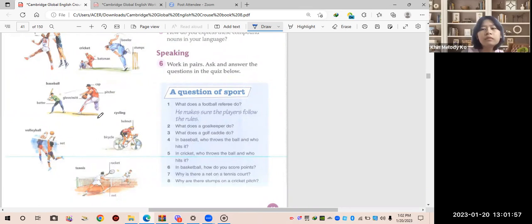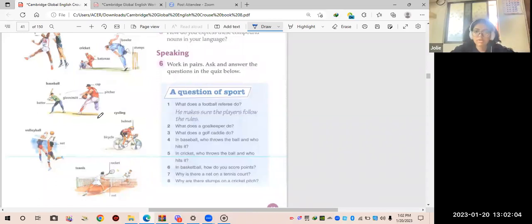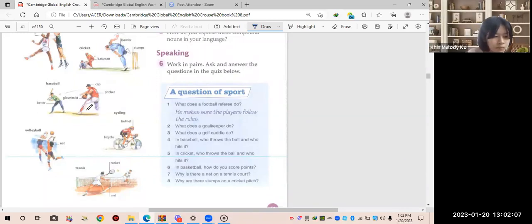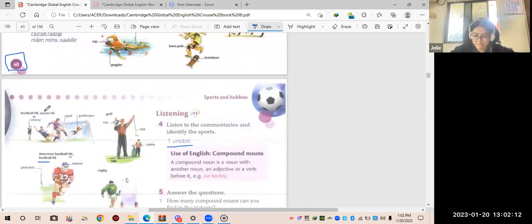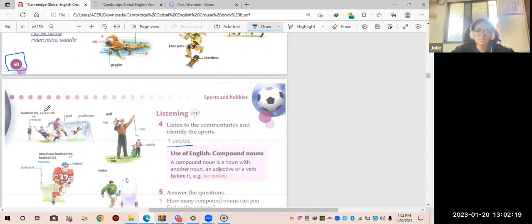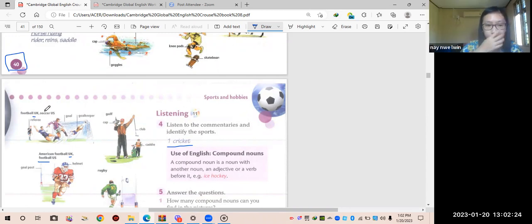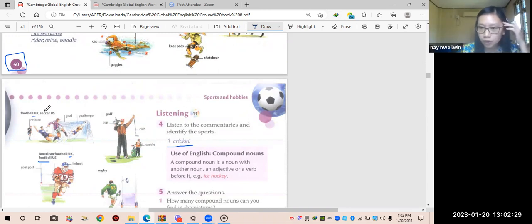Golf. Yes, correct. And how about 6? Soccer. You mean football, right? Yes, soccer or football. Yes, correct. And how about number 7? Baseball. Yes, correct. And how about 8? American football. Yes, American football for UK and football for the US. Yes, correct. And how about 9?